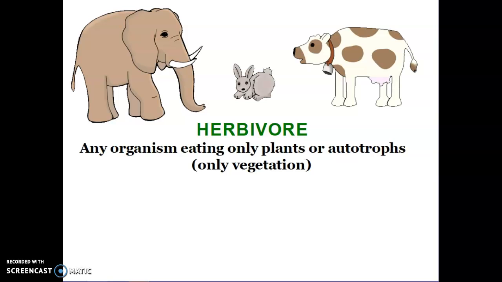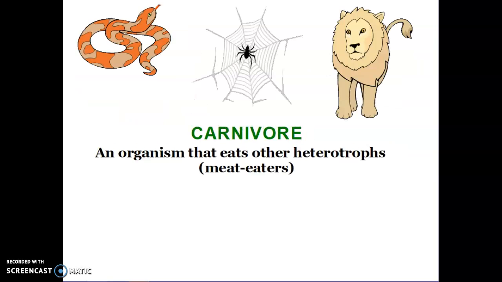Okay. All right. Carnivore is kind of like, I'd say, the opposite of that. An organism that eats other heterotrophs. So these guys eat other animals pretty much. Okay, you're meat eaters. And this is easy for you to think of lions and bears and tigers and things like that. But I also want you to think of a frog. A frog doesn't eat vegetation. He eats nothing but insects. And even though he doesn't have the teeth that you think of with a carnivore, they're still considered a carnivore.